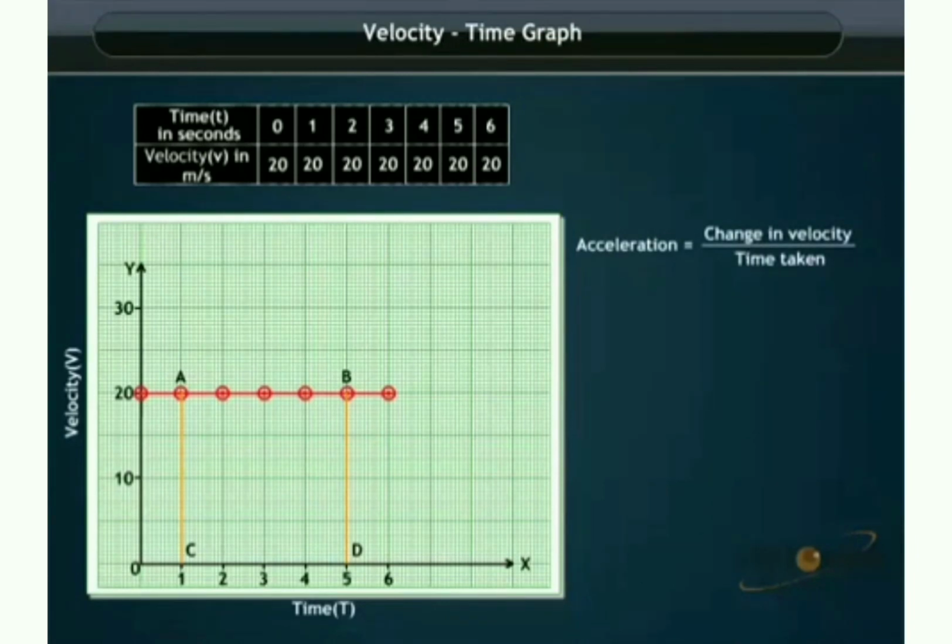From the graph, we get change in velocity equal to 20 minus 20 equal to 0. The acceleration equal to 0. So, acceleration for uniform motion is equal to 0.